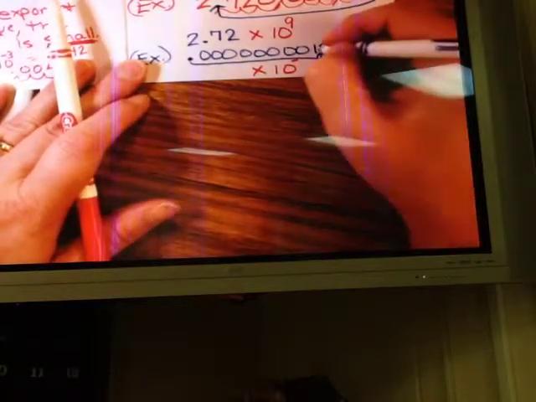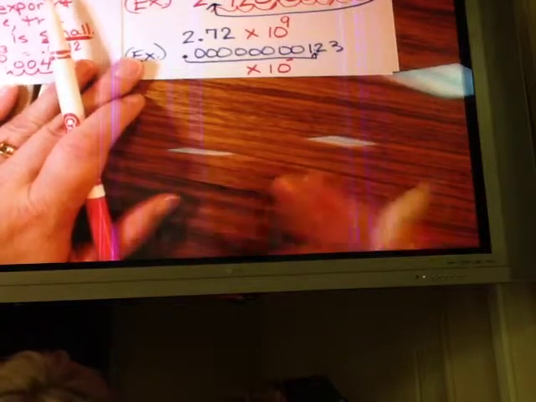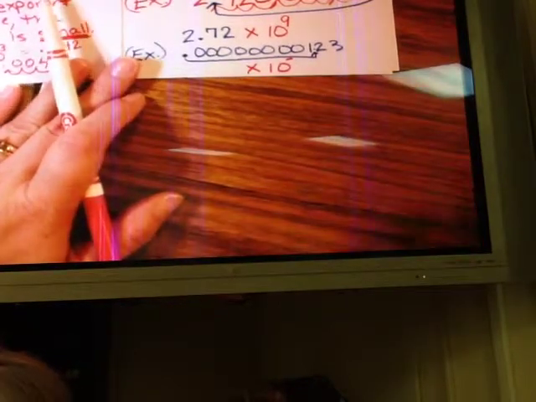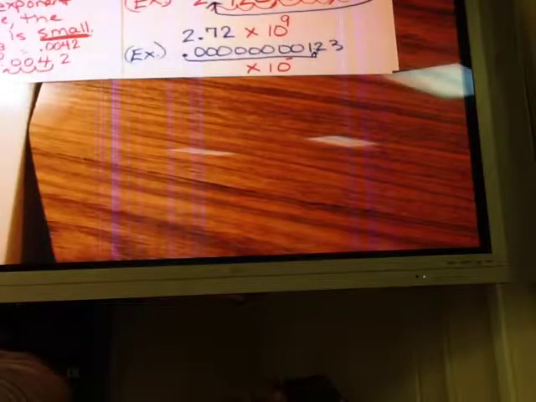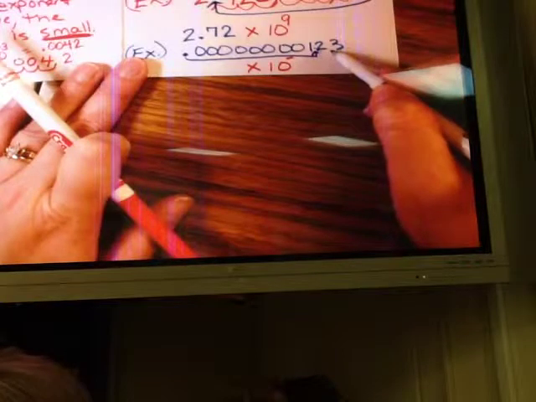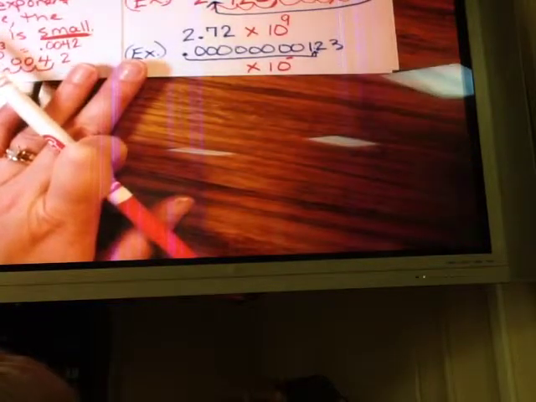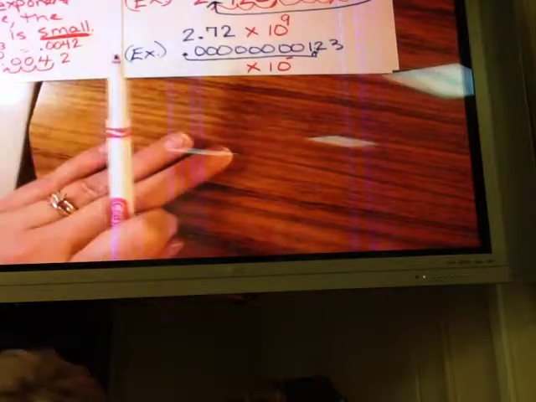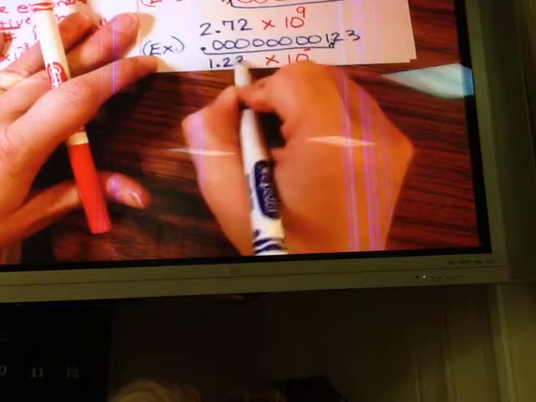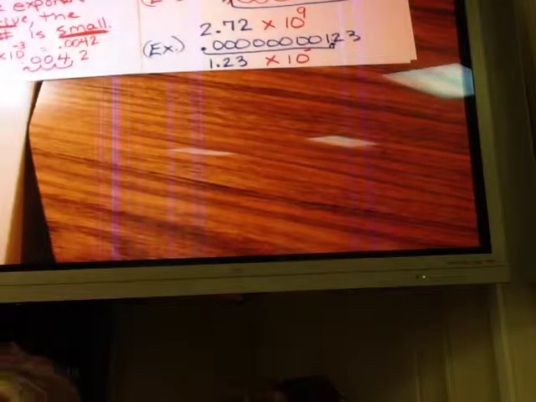Why? Because of the 2 best numbers. It's between your 2 non-zero numbers, so 1.23. Think in terms of money, it's $1.23. Is that in between $1 and $10? Yes. If I had moved it over here, it would have been 12.3, and that would have been too large. It would not have fallen between my rule of 1 and 10. Okay, so this is 1.23 times 10 to the negative.